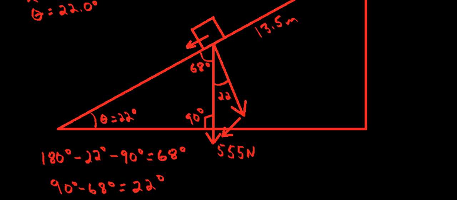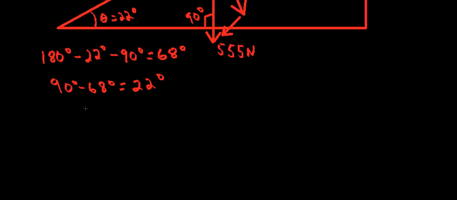Now we can just use trigonometric functions to solve for our vector perpendicular and our vector parallel to the ramp surface. Really, we don't even need to solve for this perpendicular vector. We can just take the angle that we know and solve for the vector parallel. And this is going to be a sine function. We know sine theta equals opposite over hypotenuse. So our hypotenuse in this case is 555 newtons. So 555 newtons times sine 22 will equal the magnitude of our vector parallel to the ramp surface. So we'll go ahead and solve for that.